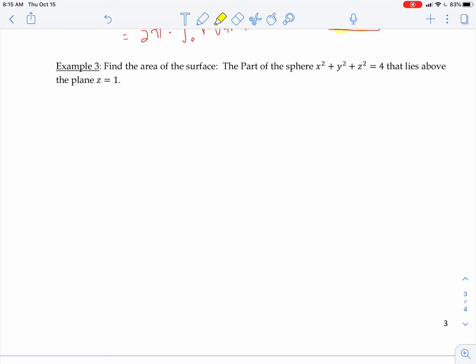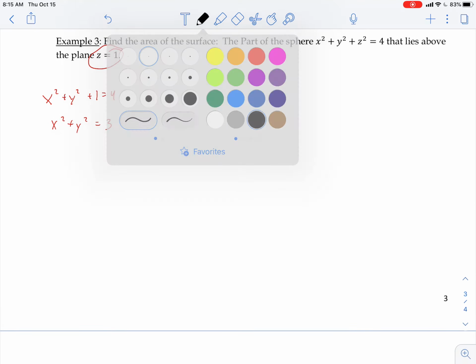Example 3. Find the area of the surface, the part of the sphere x squared plus y squared plus z squared equals 4 that lies above the plane z equals 1. All right, so let's first look at the intersection between the two, because that's what I'm going to be above. I can just plug in 1 for z, and so the intersection is x squared plus y squared plus 1 equals 4, or x squared plus y squared equals 3.